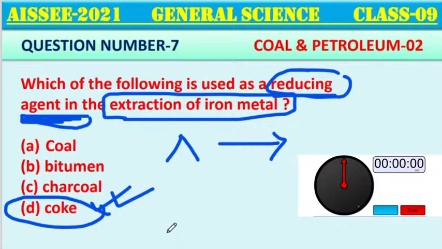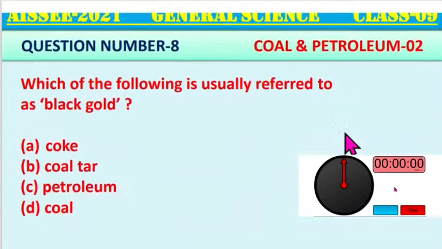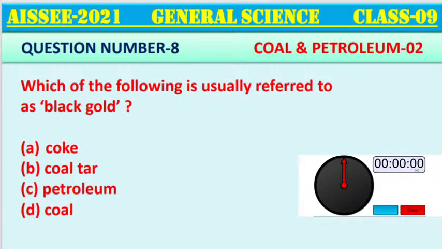Coke is a form of coal. Ultimately it is coal, but the exact answer will be coke, because coke is also a coal. Charcoal is also a coal, but especially coke is used as a reducing agent. Okay. Now question number 8, and your time starts now.